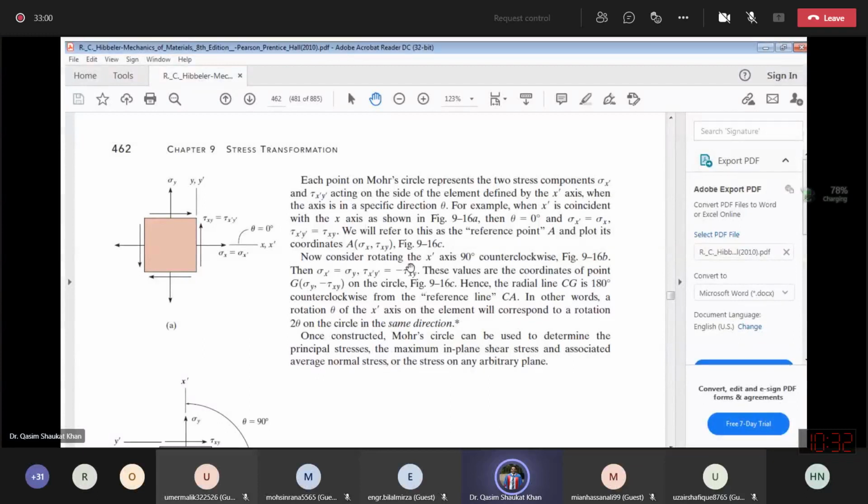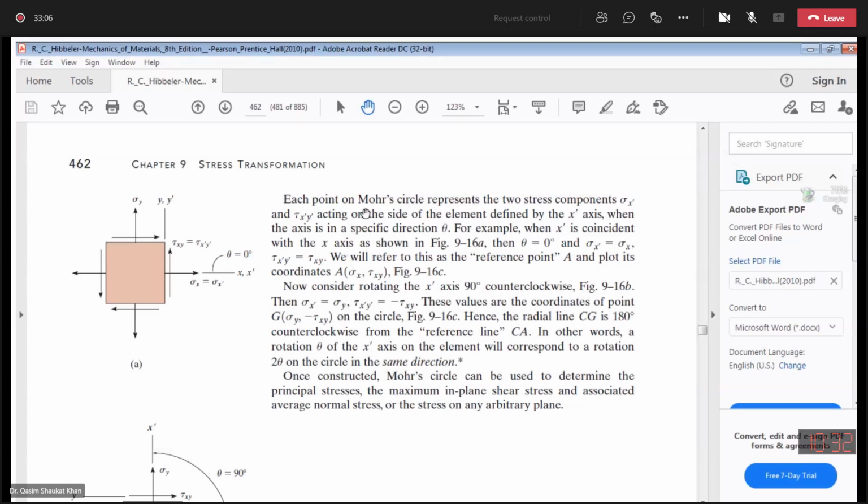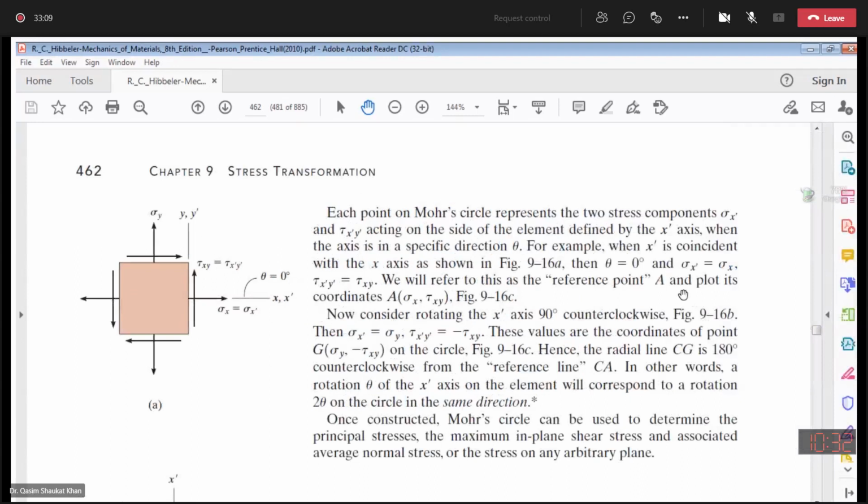Now let's go through this thing. It's the same which we have already done. Each point on the Mohr circle represents 2 stress components, sigma x dash and tau x dash y dash, acting on the side of the element defined by the x dash axis. When x dash is coinciding with the x-axis, meaning theta is 0 degrees, sigma x dash will be equal to sigma x, tau x dash y dash will be equal to tau xy.